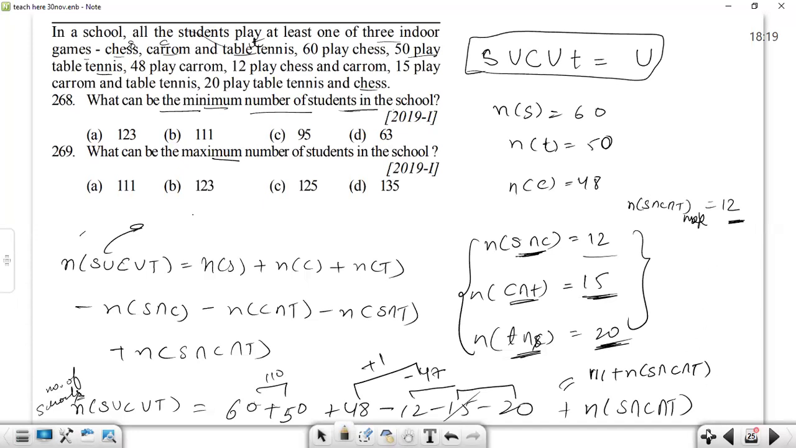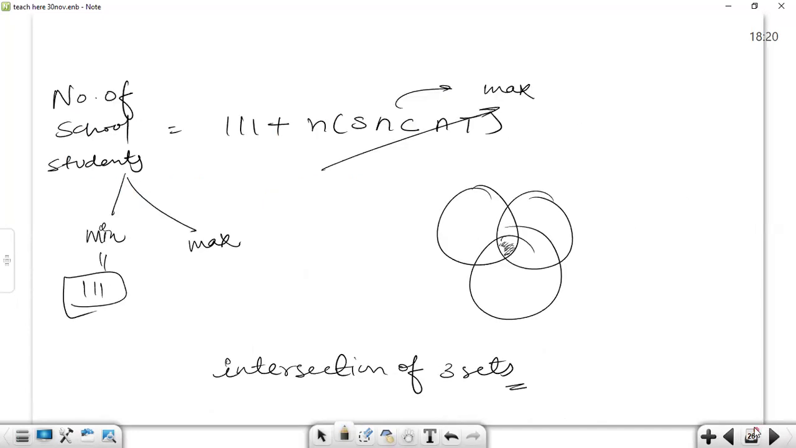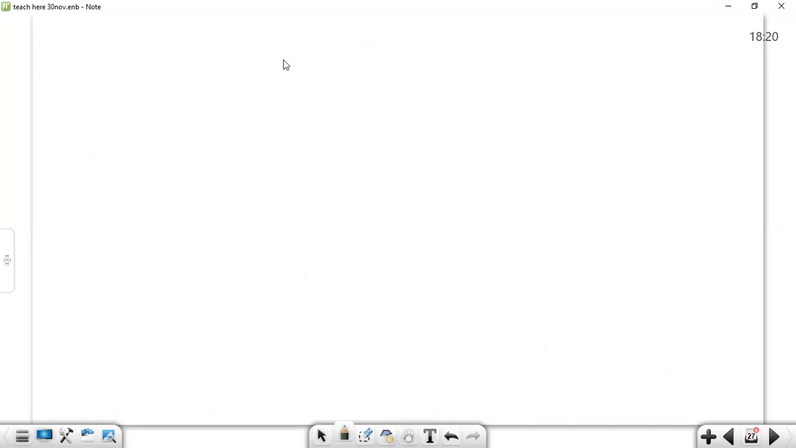Okay, let me repeat. Let's say there are three sets. These three sets have some common elements. Two of the sets have some common elements, and another two sets also have some common elements. Let's say these two sets have 5 common elements, these two sets have 7 common elements, and these two sets have only 3 common elements.